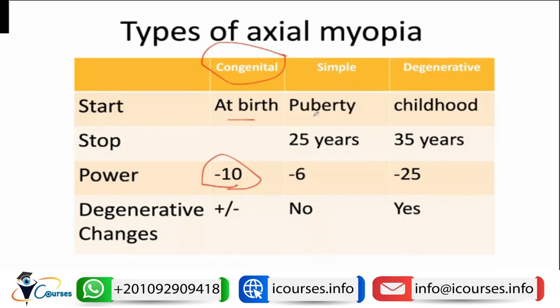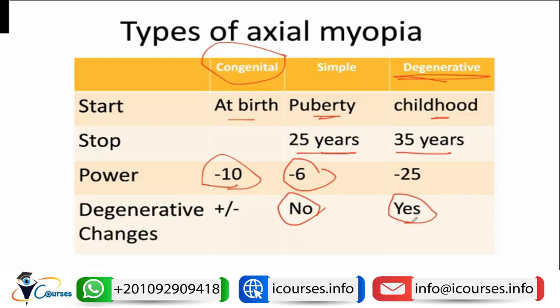While simple myopia starts at puberty with the growth spurt of the body and usually stops at 25 years old, and usually doesn't exceed -6 diopters, and it is not associated with degenerative changes. There is another serious form, which is a more visually impairing form, called the degenerative type. This type starts in childhood and usually stops at 35 years old, and it reaches a massive amount of dioptric power, up to even -30 diopters, and I have even seen a case of -35 diopters, and it is associated with massive degenerative changes that will affect the vision.